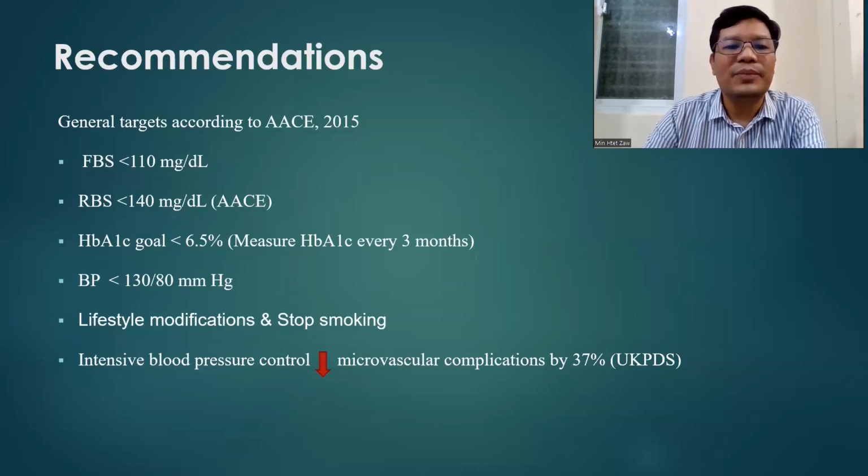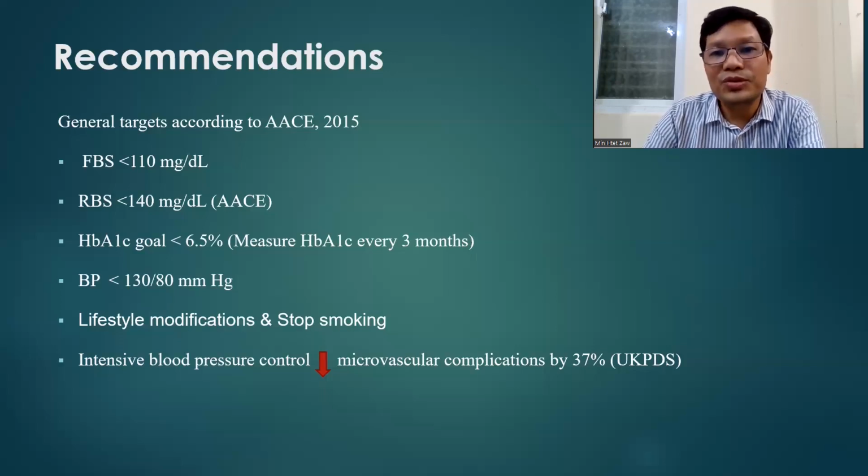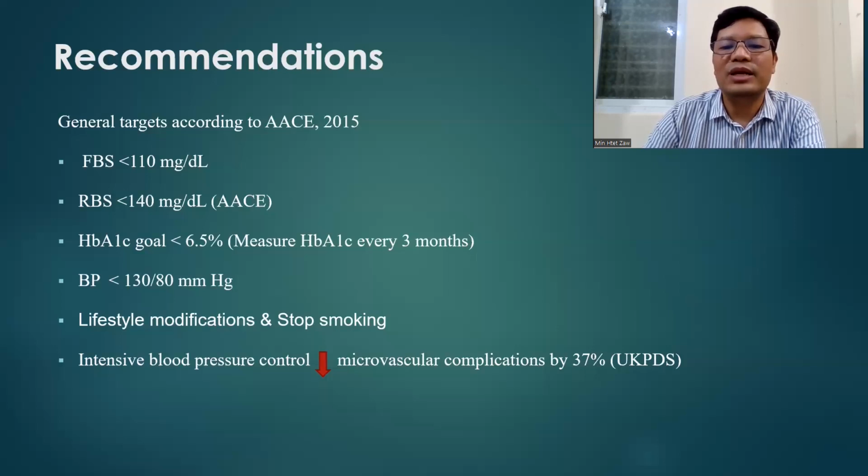So, in conclusion, lifestyle management and pharmacological management, together with other lifestyle measures such as stopping smoking if you smoke, intensive blood pressure control, and medical nutrition therapy, will reduce complications by 37%, according to the landmark diabetes study, namely UKPDS.